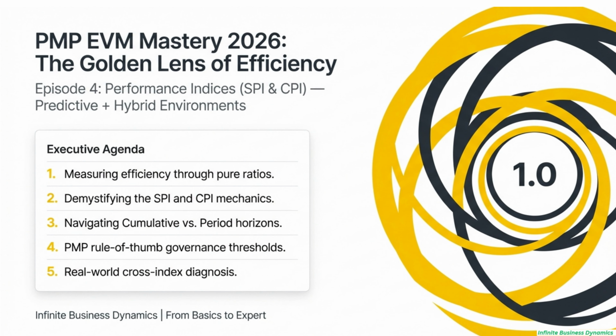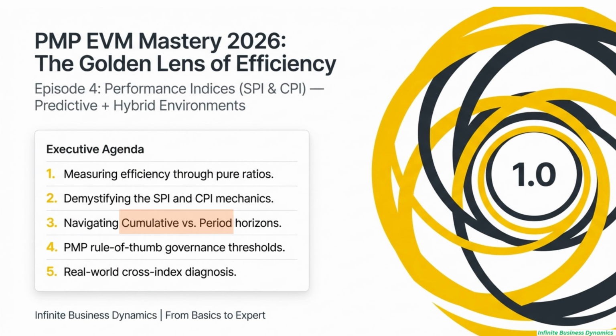Welcome, everyone, to PMP EVM Mastery 2026. This is episode 4, and we are diving deep into performance indices. So, by the end of our time together, you'll know exactly how to measure your project's efficiency using ratios. You'll have the SPI and CPI formulas totally locked down. You'll get the critical difference between cumulative and period indices. And, most importantly, you'll be able to interpret these numbers in the real world.